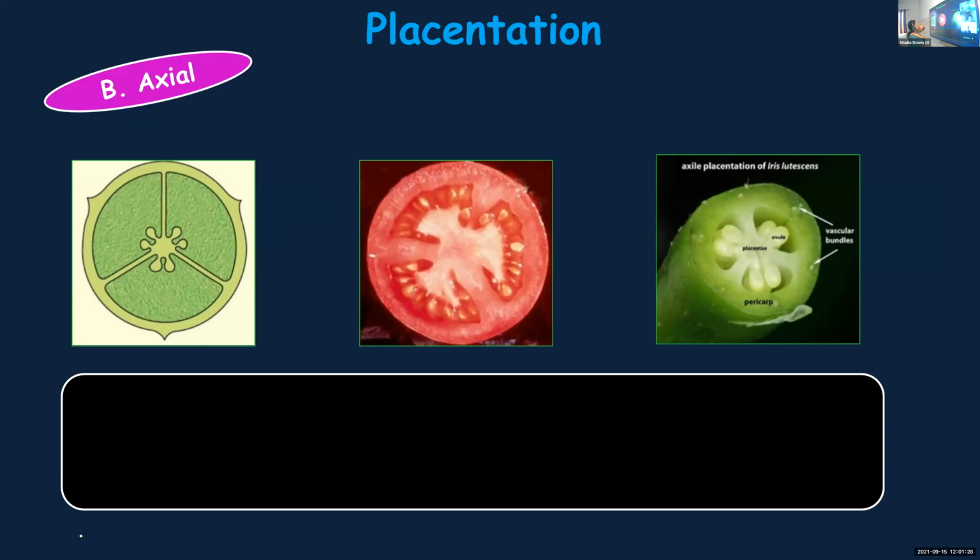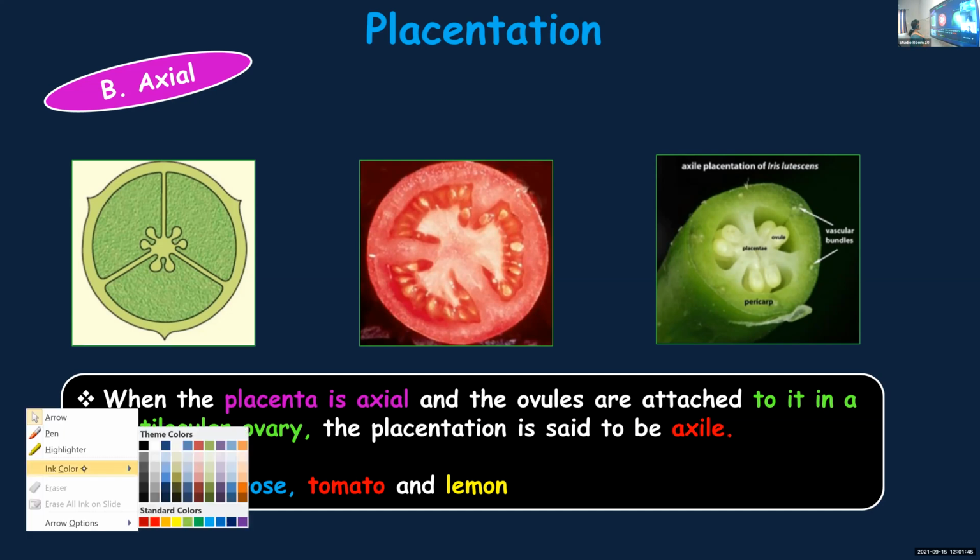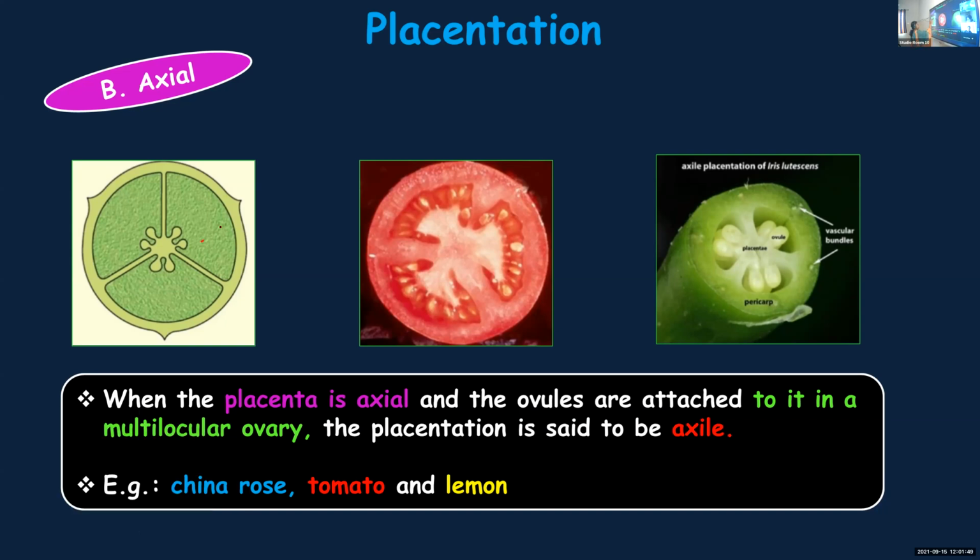Now, axile placentation. When the placenta is axile, the ovules are attached to a multilocular ovary. Multilocular means ovary with several chambers. As you can see, here there are different chambers, the locules. So it's a multilocular ovary, and here you can see the placenta is axile, and the ovules are attached to it. Example, China rose, tomato, lemon. In all these, you can find axile placentation.